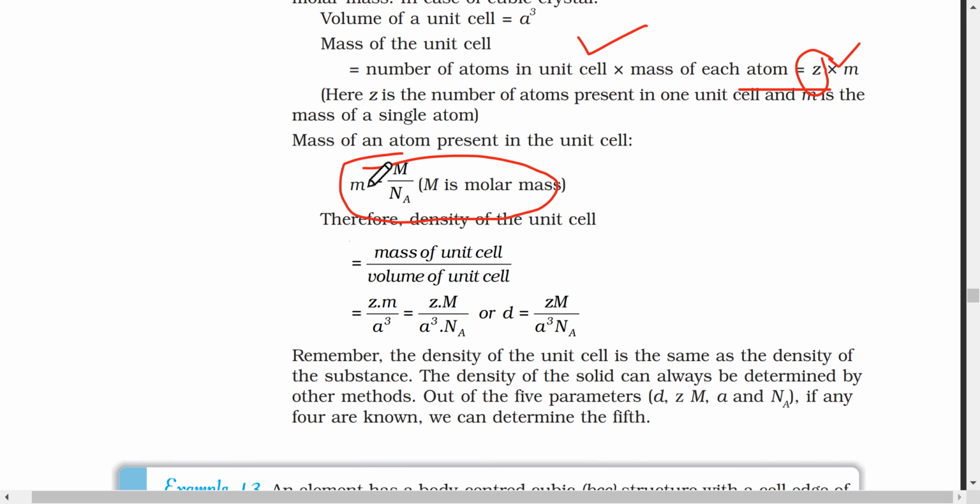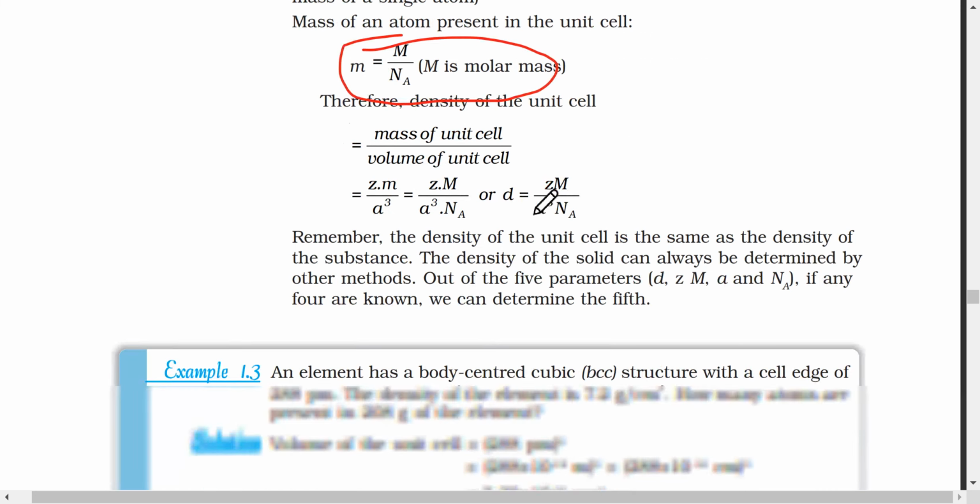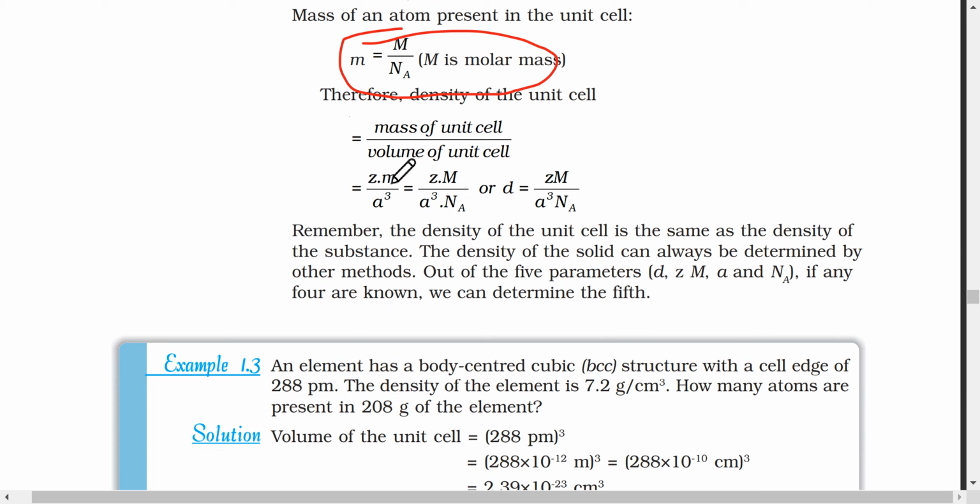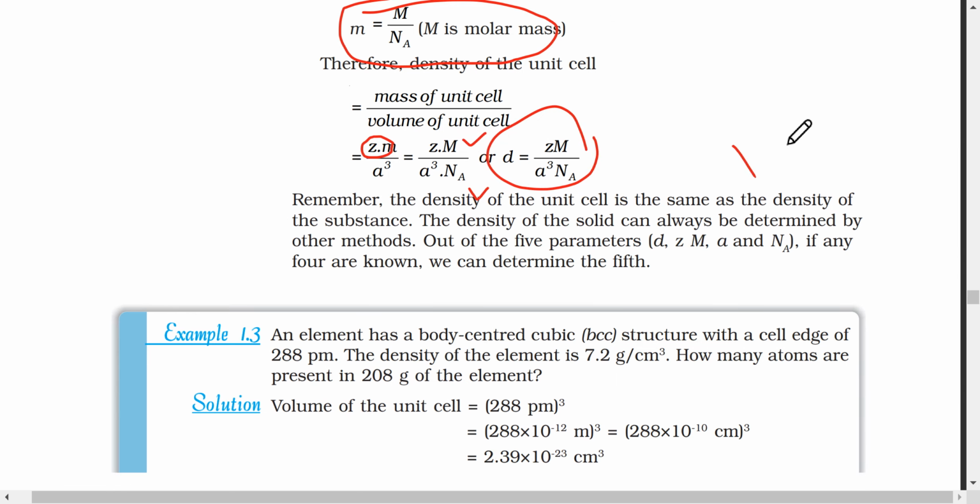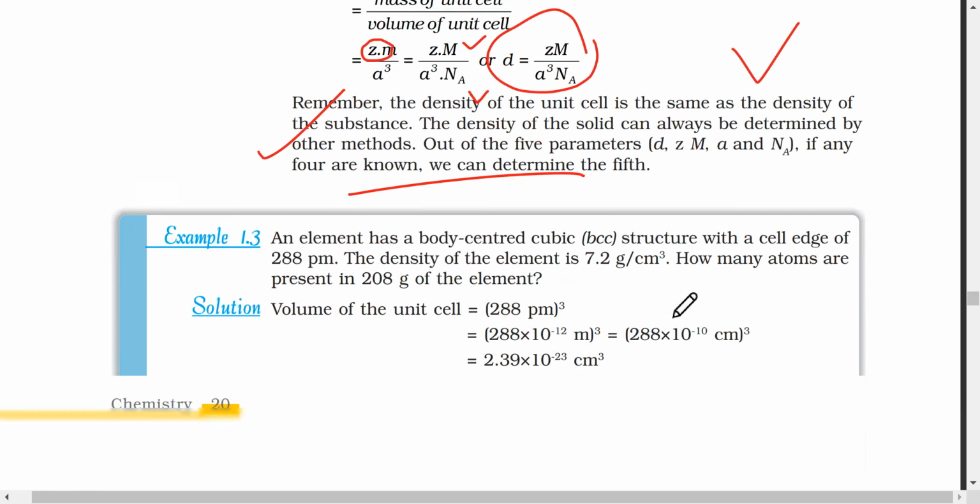कुछ constants के terms में लेंगे इसको. तो density कैसे लिखेंगे? Mass by volume. What is the mass? Z into m. Small m is molar mass divided by Avogadro's number. So density का ये formula बाहर आ जाता है. Remember, the density of the unit cell is the same as the density of the substance. ठीक? Density of the solid can always be determined by other methods. So out of the 5 parameters, if any 4 are known, we can determine the fifth one.